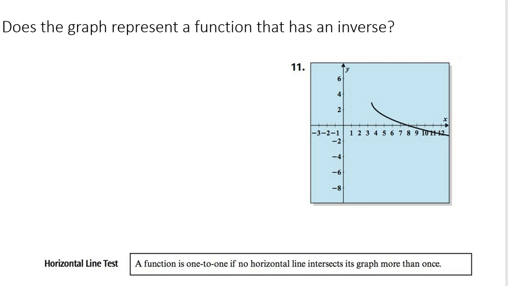This time we're given the function as a graph. And we already mentioned that the horizontal line test says that a function is one-to-one if no horizontal line intersects this graph more than once. So just like the vertical line test, we do the same thing, but this time we use a horizontal line. And it needs to intersect only at one place at a time. And you can see that this will. So yes, this is one-to-one.